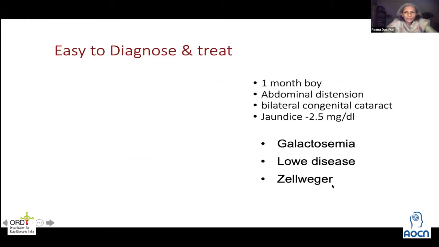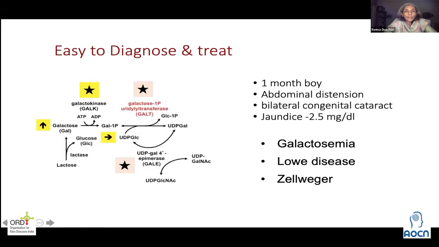And I bring this here. It may not have significant neurological manifestations, but very important to diagnose early because it is a very easily treatable disorder. So this was this 1-month boy who presented with abdominal distension, had bilateral congenital cataract, a little bit of jaundice, and diagnosed to have galactosemia.